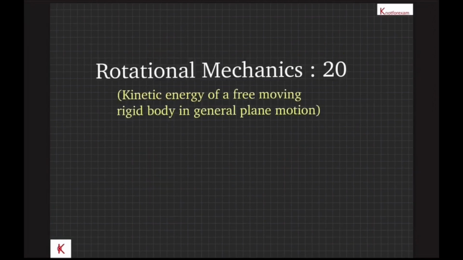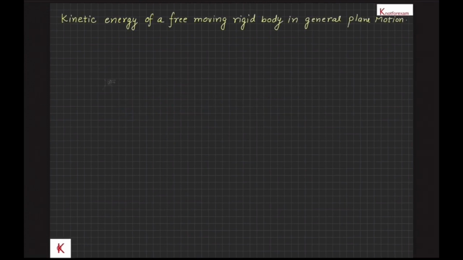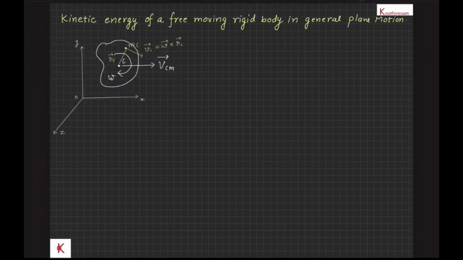We are going to discuss kinetic energy of a free moving rigid body in general plane motion. Let's take a look at the given figure of a free moving rigid body in general plane motion having angular velocity omega perpendicular to the plane of motion, and let velocity of center of mass be v_cm vector. Let component of position vector with respect to center of mass of the ith particle perpendicular to the center of mass axis be r_i vector. Then velocity of the ith particle with respect to the center of mass axis, or with respect to center of mass, both are same, is v_i vector equal to omega vector cross r_i vector, which has the magnitude omega r_i.